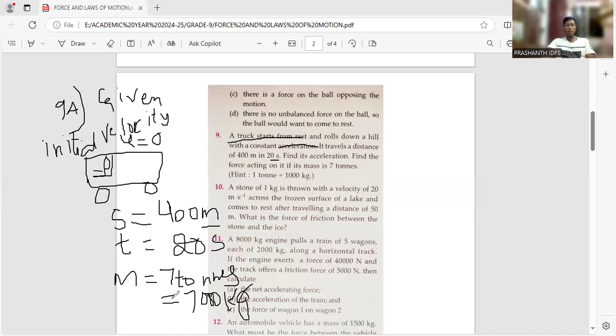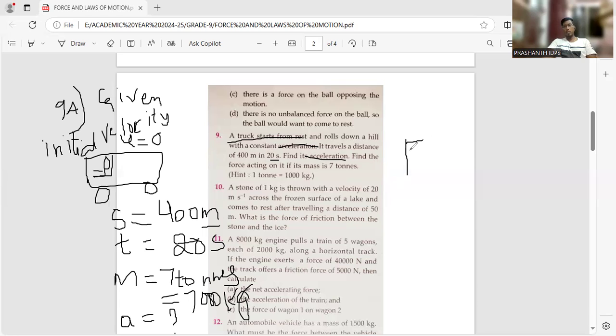Okay, now these are the given values. Now what is he asking? He's asking to find acceleration. He's asking to find the acceleration value. This is also one of the important questions, so you need to remember it. First, we have to find acceleration. We have three equations of motion which we have studied in the first chapter.